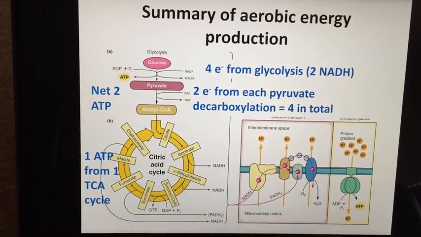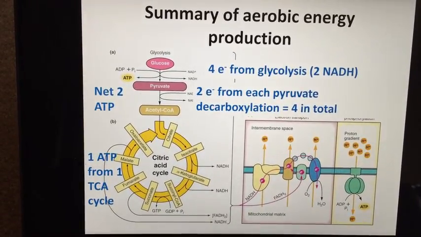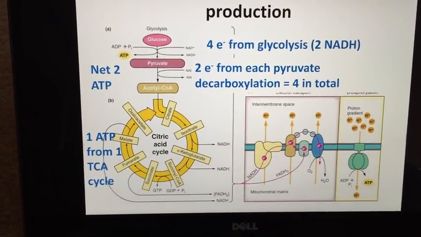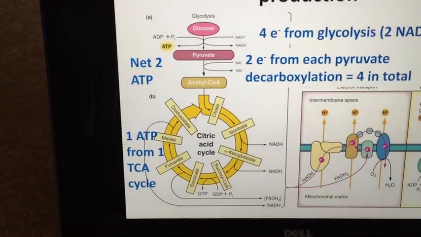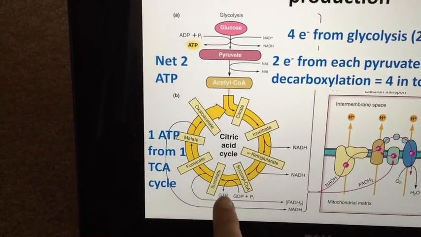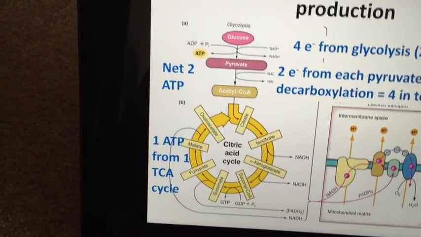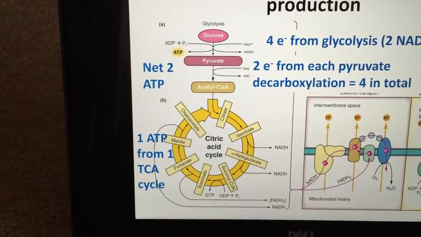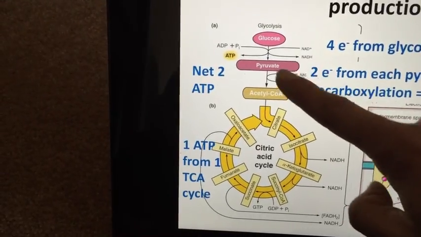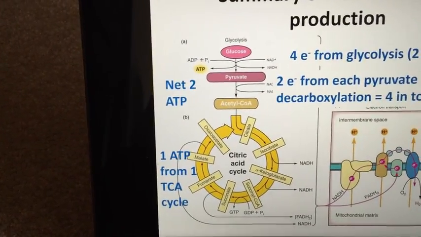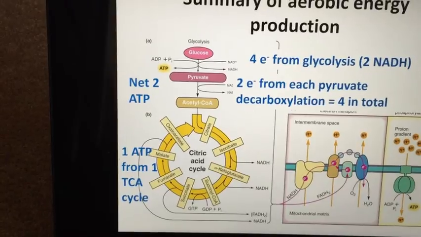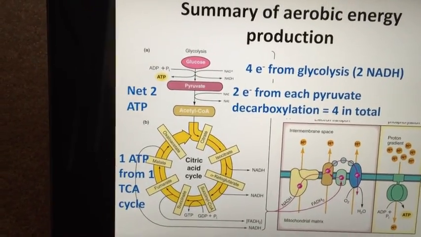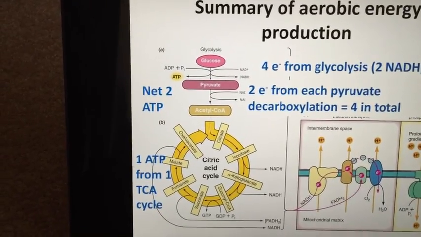Alright, then if we start looking at the citric acid cycle, we can see that there is 1 ATP molecule produced per citric acid cycle. It's this GTP over here, which then gets converted into an ATP. Now, of course, there are 2 citric acid cycles per glucose. Why? Because there are 2 pyruvates that make a glucose molecule. And so there are actually going to be 2 ATPs per glucose that are produced in the citric acid cycle.